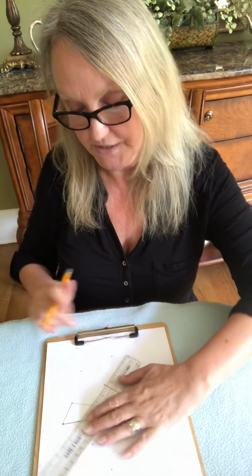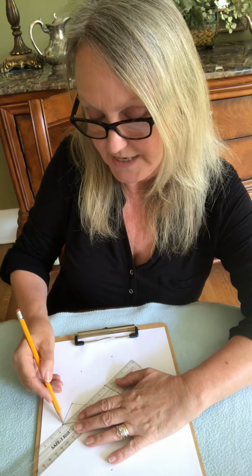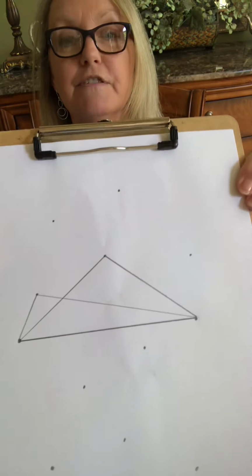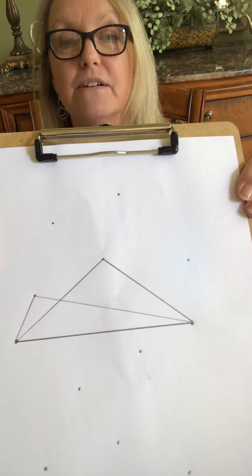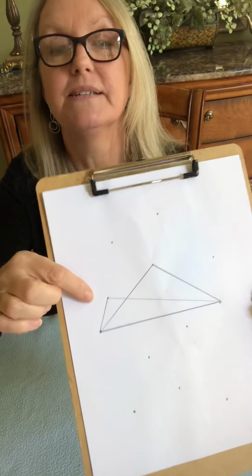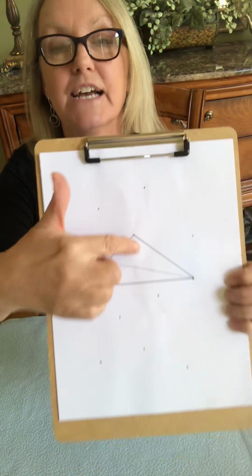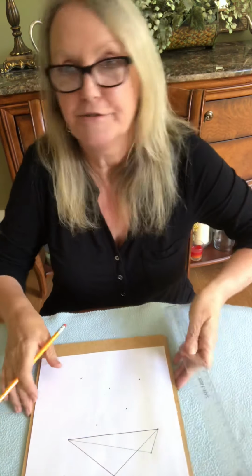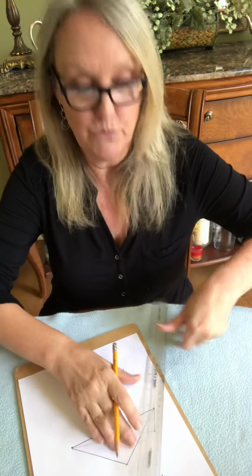And I'm going to connect it to the other end point of my line segment. So now I have two different triangles. That almost looks like an isosceles triangle. My first one was a scalene. The second one is isosceles. I didn't plan that. You don't have to plan it. You can make them any way you like.